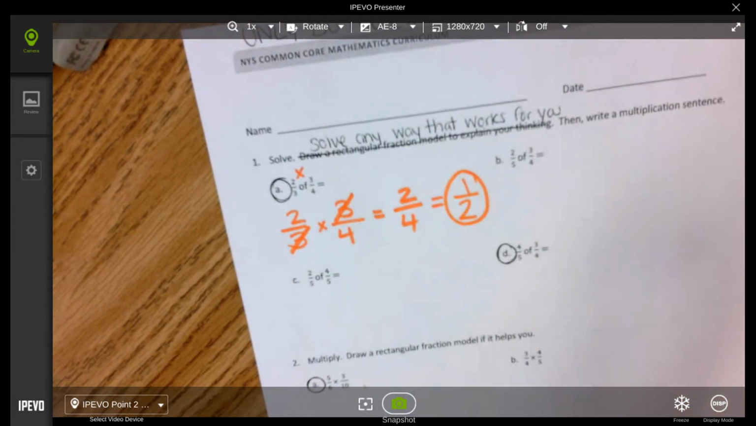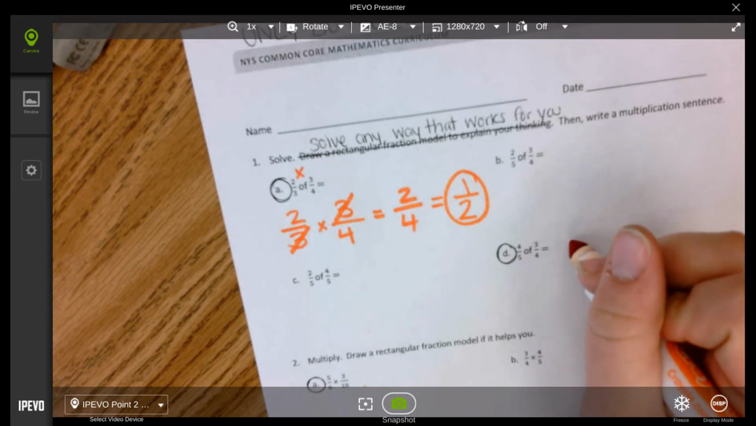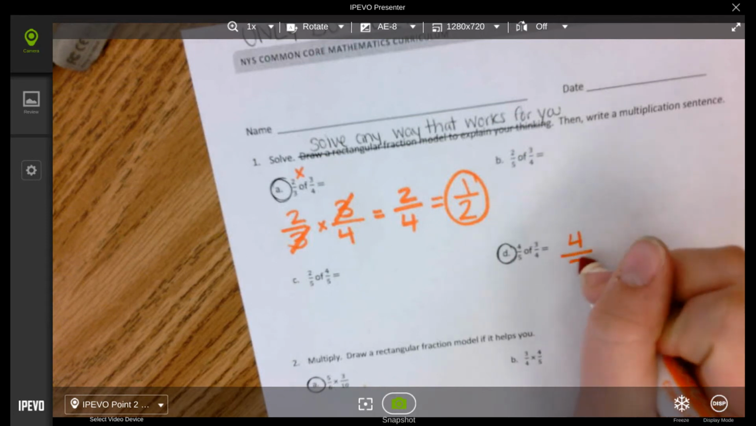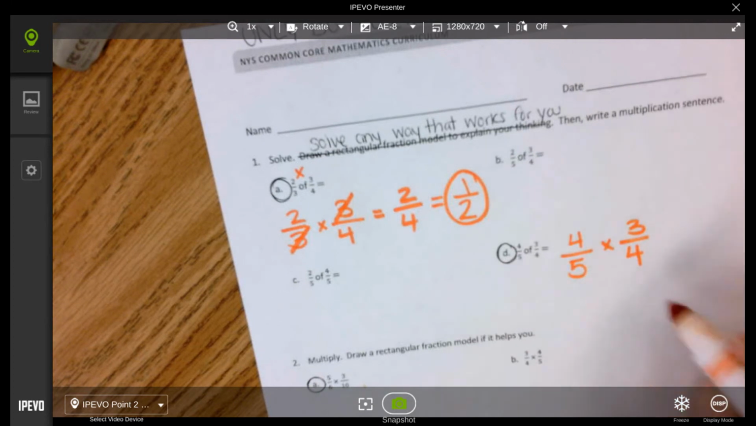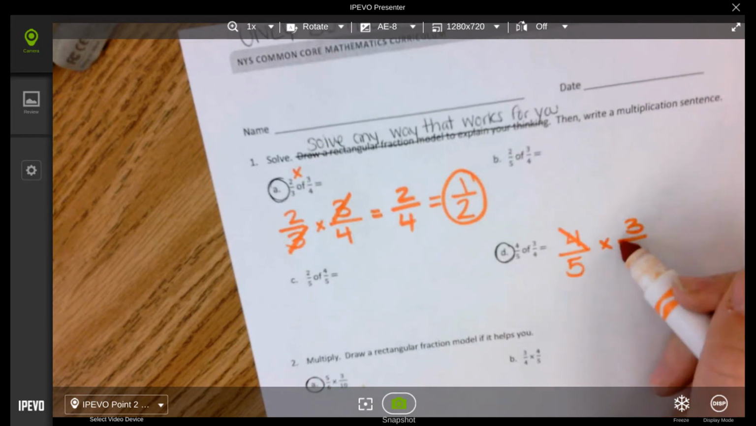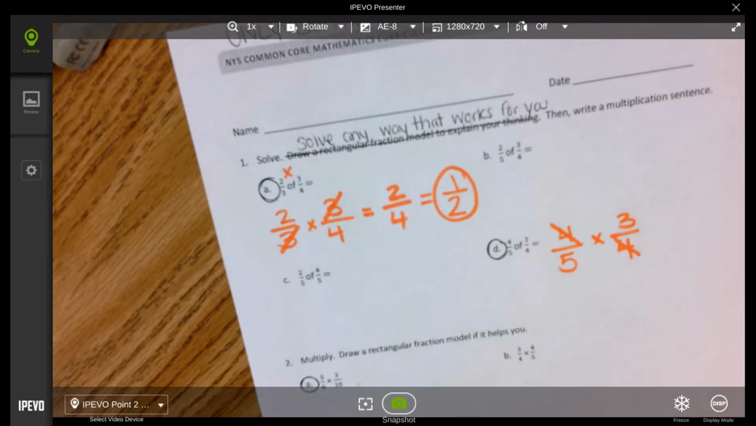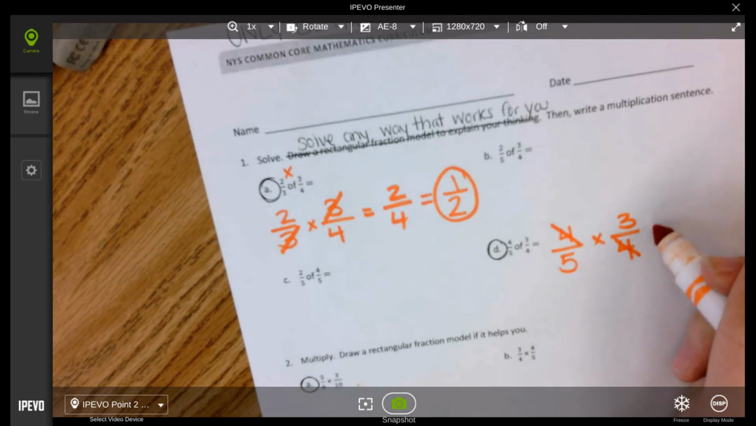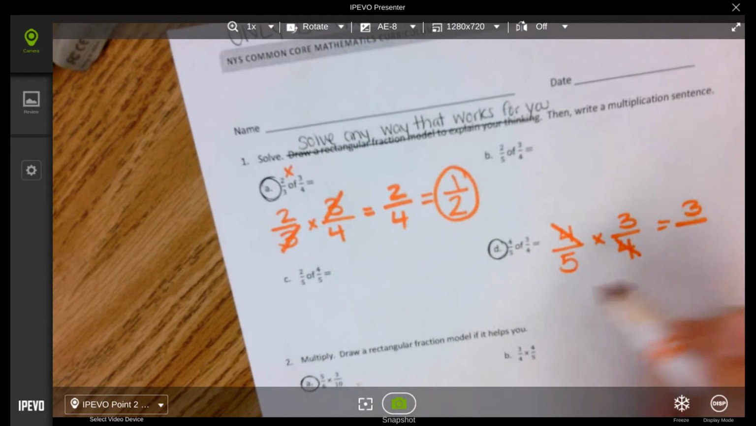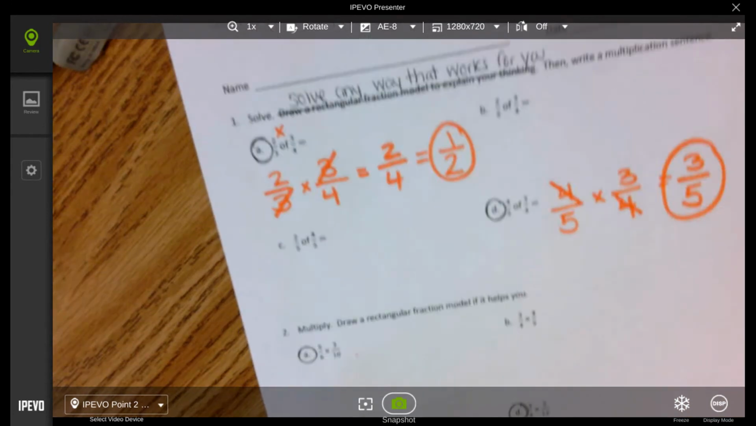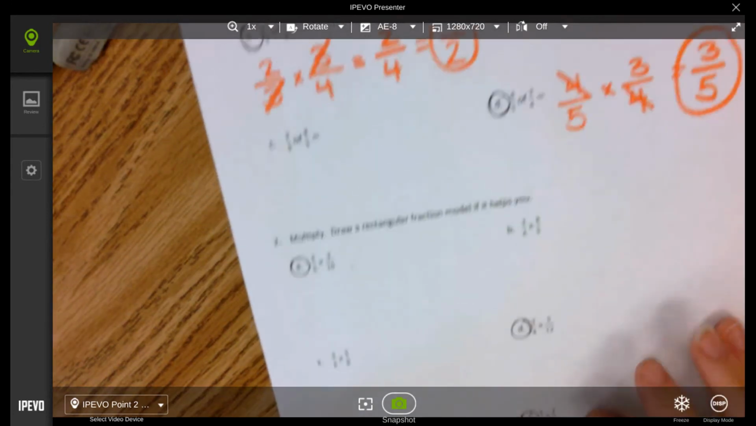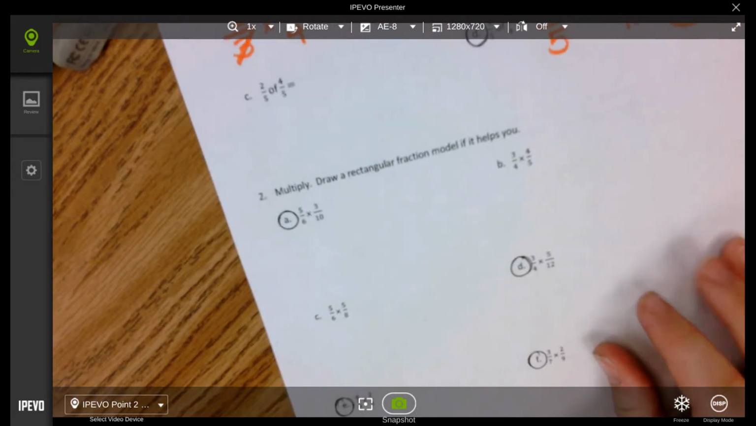All right, again down here, 4/5 of 3/4. 4/5 times 3/4. If I look at my diagonals, I see a 4 and a 4. 4 divided by 4 is 1. 1 times 3 is 3. 1 times 5 is 5. Those are both prime numbers. They cannot be reduced.